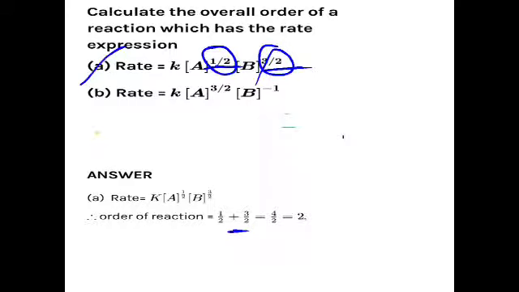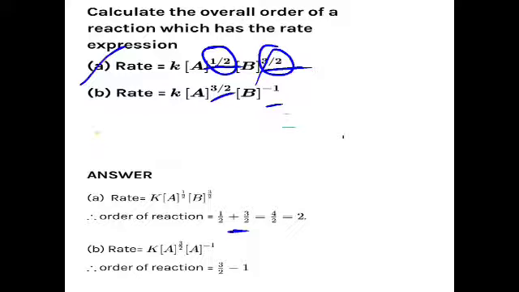Now the second case, see the powers, they are 3 by 2 and minus 1. So 3 by 2 minus 1. When you take the LCM, you will get 3 minus 2 divided by 2. So 3 minus 2 is 1, so 1 by 2. So it's half for this case and it's 2 for the first one.